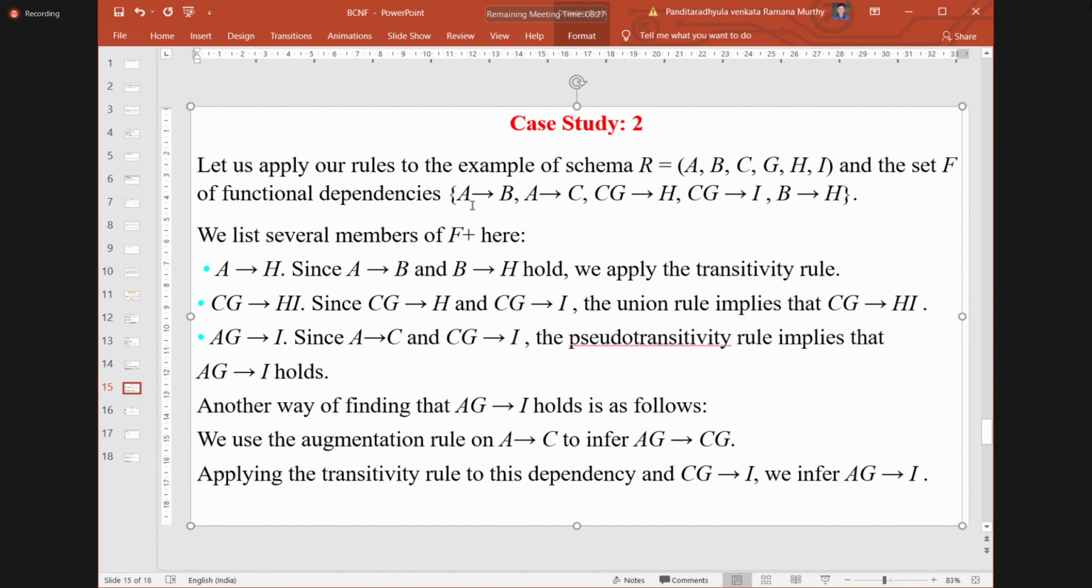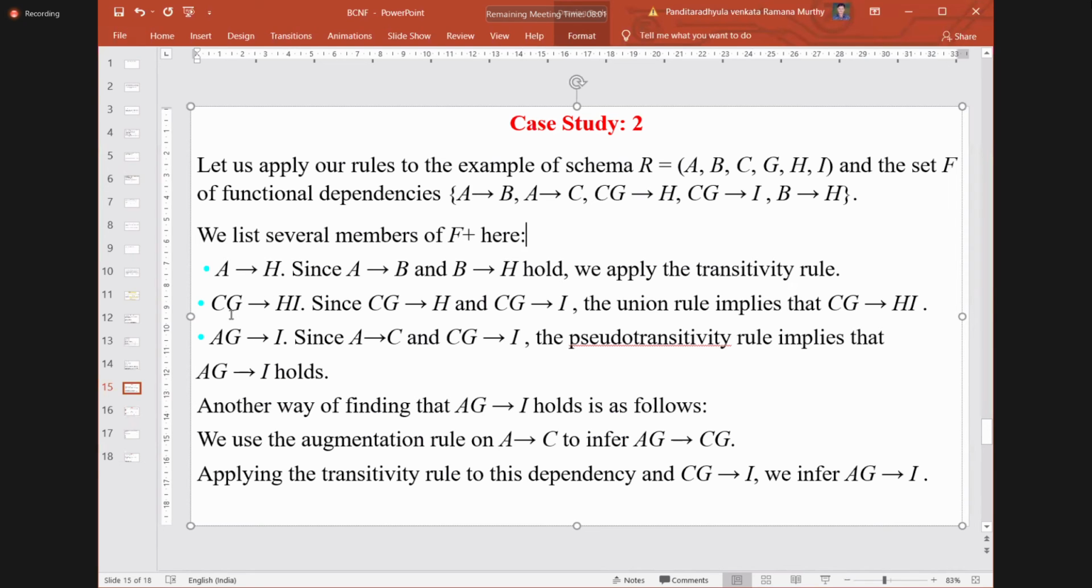Say for example, from this you can create A derives H also. How can you create A derives H? Because you have the functional dependencies A derives B and B derives H in the above set of functional dependencies. From these two functional dependencies, using transitivity, you can create the additional rule A derives H also.